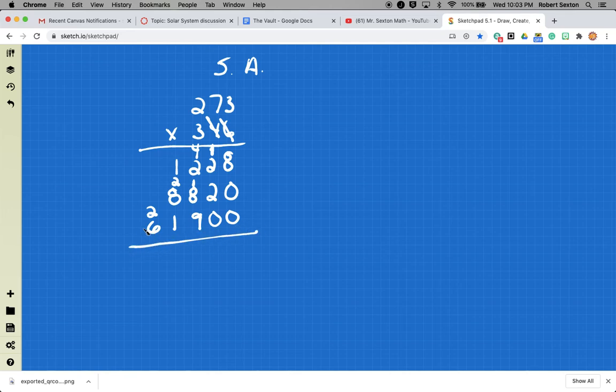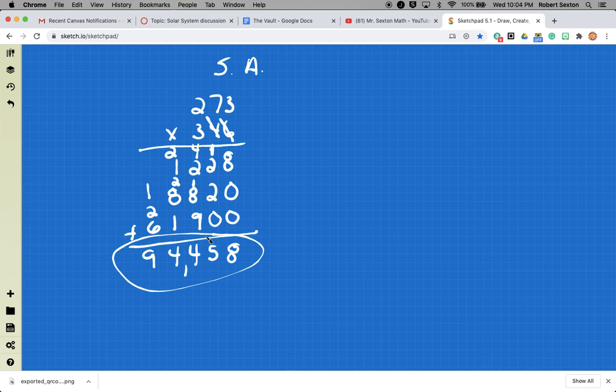Now we can add all of these numbers up. 8 plus 0 is 8. 2 and 2 plus this 1 is 5. 9 and 1 is 10, and 8 is 18, 19, 20, 21, 22, 23, 24. 8 and 2 is 10, 11, 12, 13, 14. 6, 7, 8, 9. 9,000.